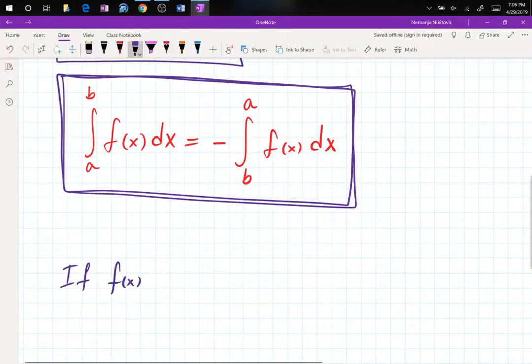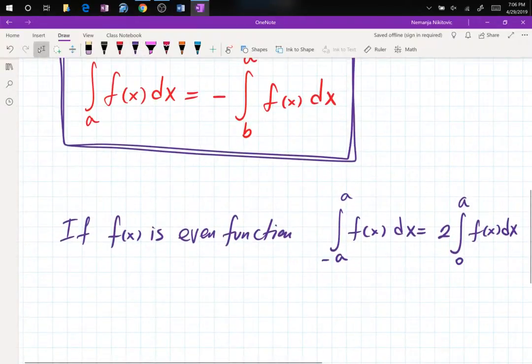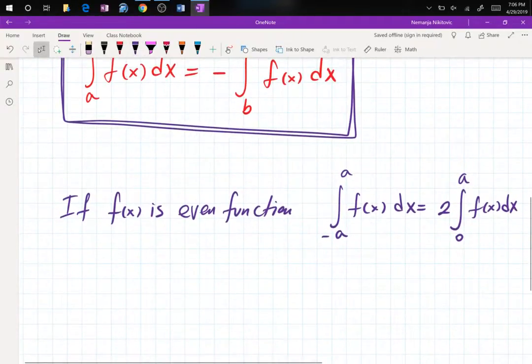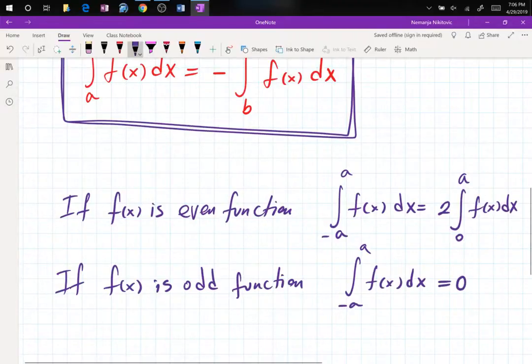if f of x is an even function, then the integral from negative a to a of f of x dx is the same as 2 times the integral from 0 to a of f of x dx. And if f of x is an odd function, then the integral from negative a to a of f of x dx is just simply 0.